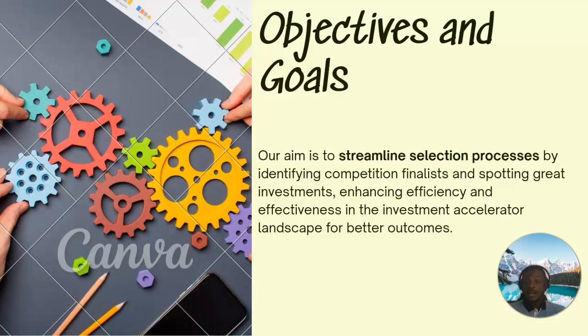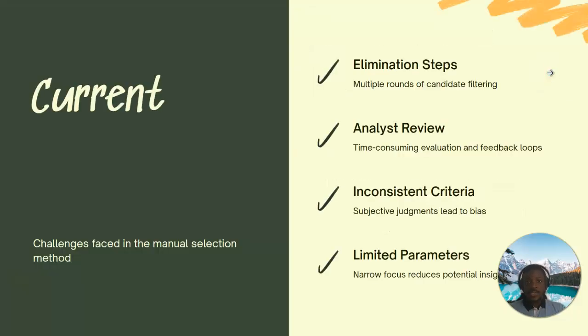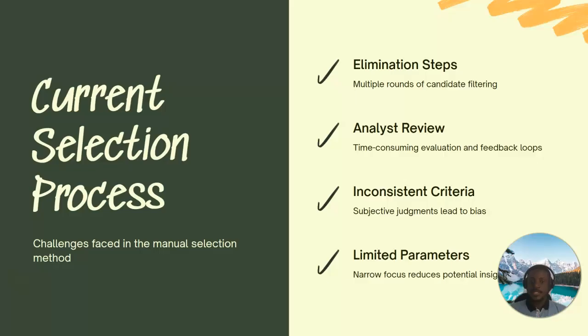We want to identify competition finalists, if it's a competition or if it's a particular cohort. We want to identify which is the best startup applicant, or which are the current pool of best applicants in our bucket, so that way we can spot them and identify them for investment and for other recommendations in the particular agency. So let's review the current selection process.